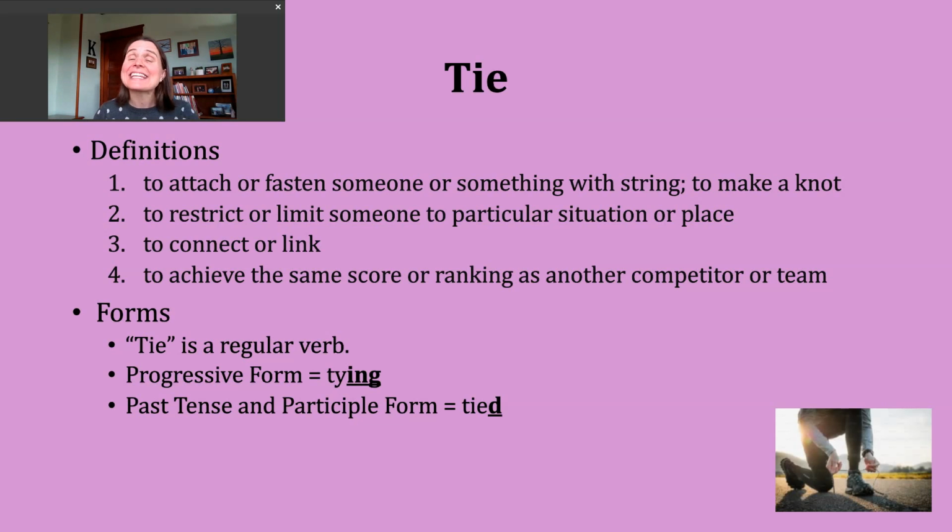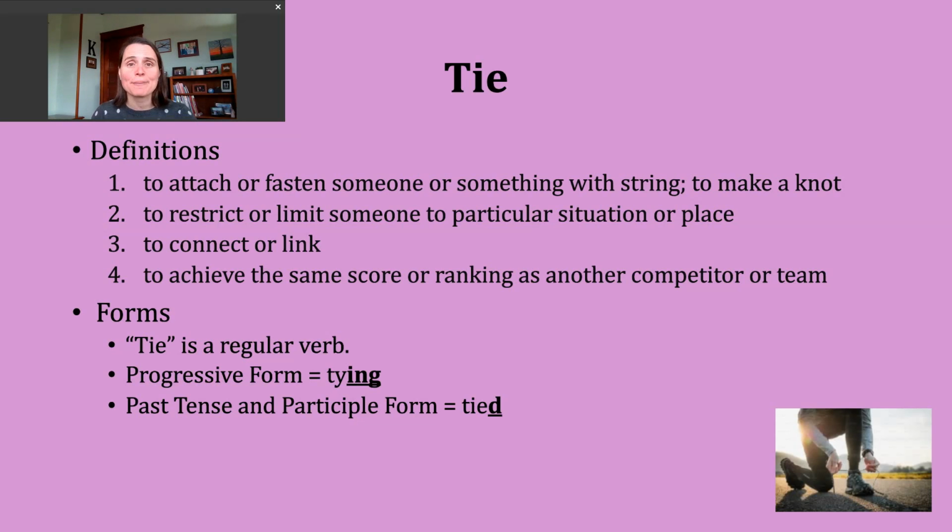You should know that tie is a regular verb. We're going to have kind of an odd spelling change as we make our progressive form, and that's because here we have a verb that ends with two vowel letters. So I can't just add ing to it. So what I'm going to do is drop the I and E, replace it with the letter Y, and then add ing. That forms tying. Okay. The past tense and participle forms of this verb can be made by just adding the letter D since the verb already ends with an E.